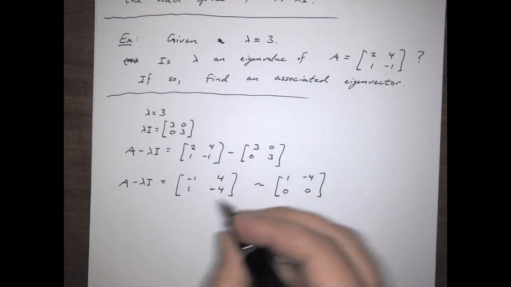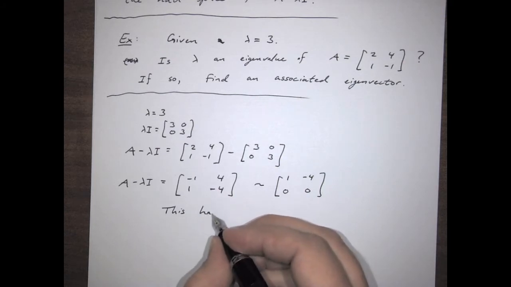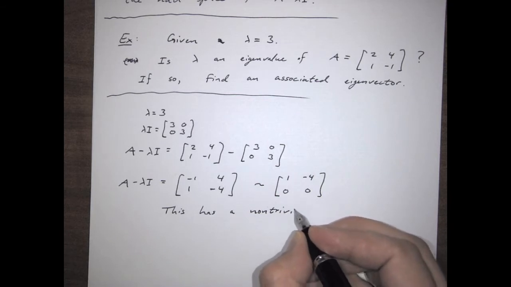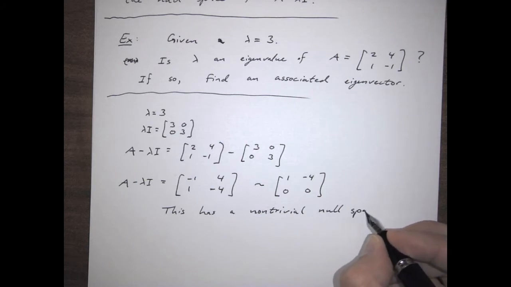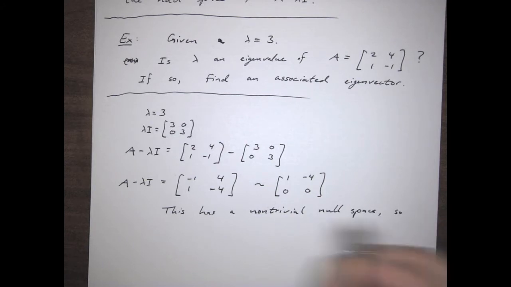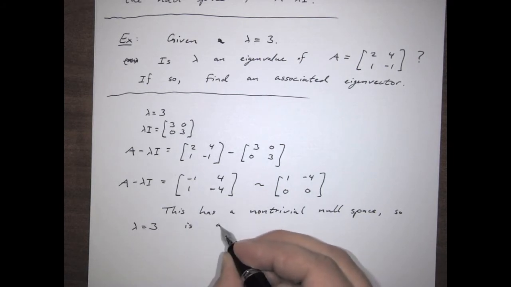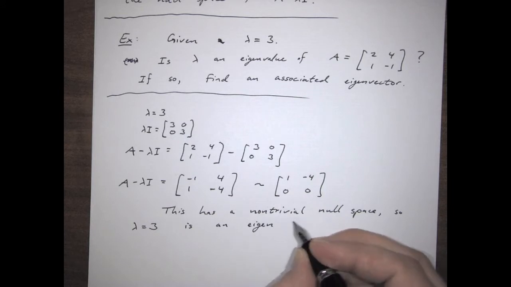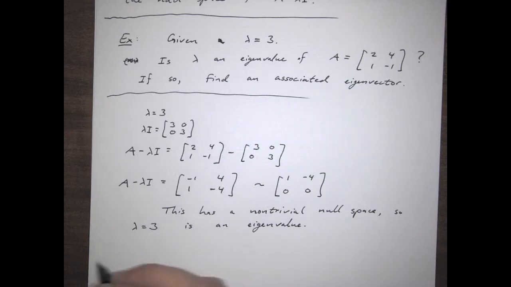So this has a non-trivial null space. So lambda equals 3 is an eigenvalue. But now let's find the eigenvector. Okay?